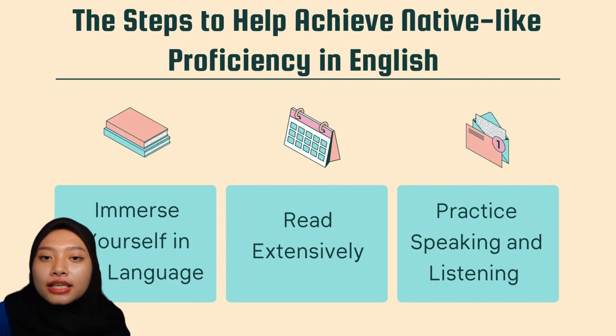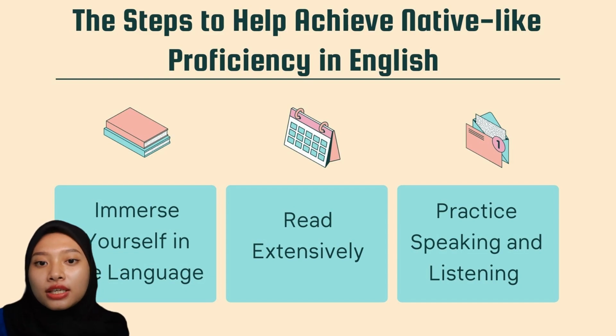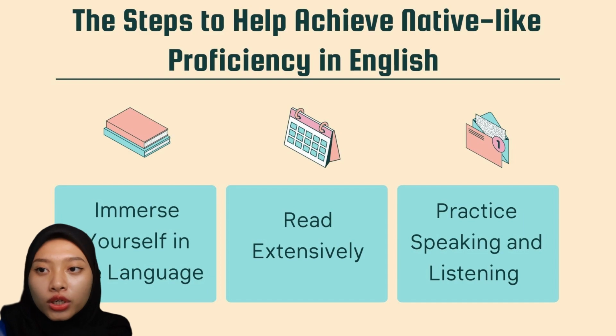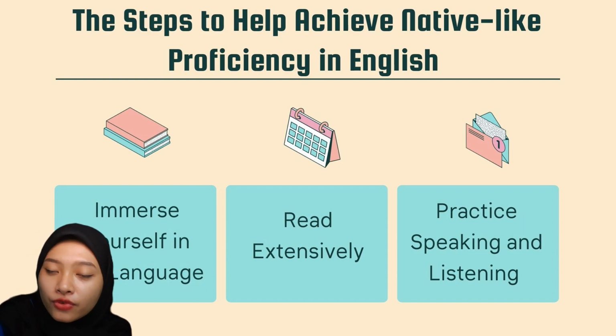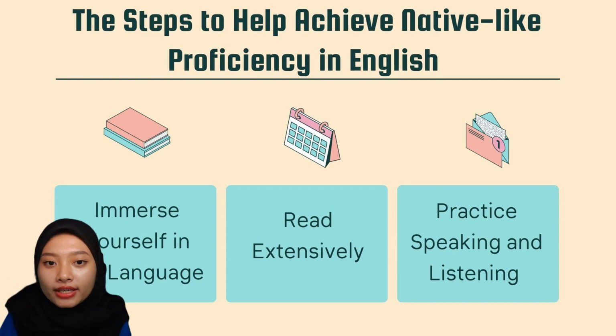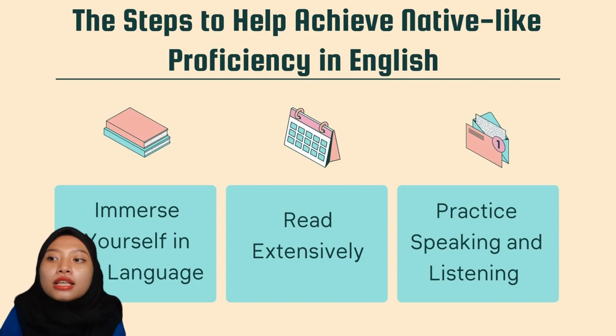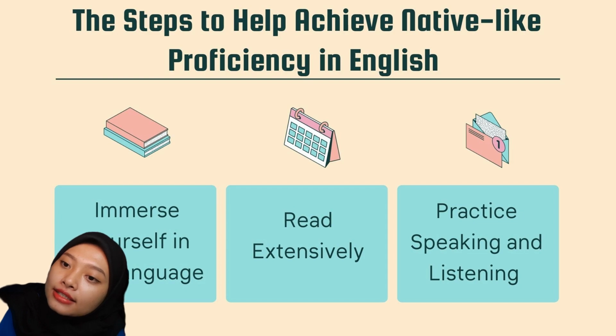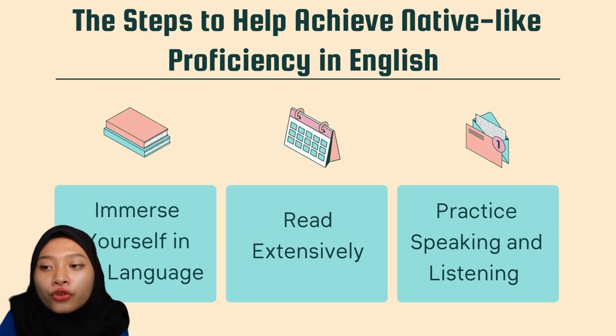The next material is the steps to help you achieve native-like proficiency in English. Here are some steps to help you work toward native-like proficiency. 1. Immerse yourself in the language. Surround yourself with English media such as books, movies, TV shows, and podcasts to improve your vocabulary, comprehension, and pronunciation.